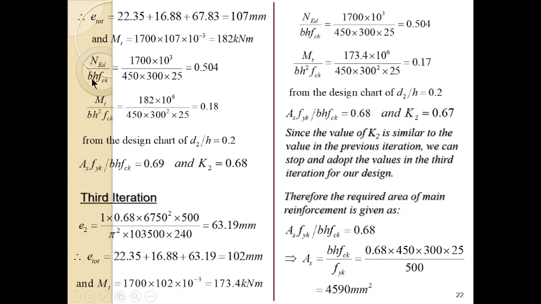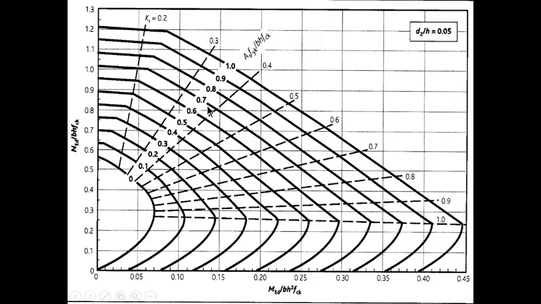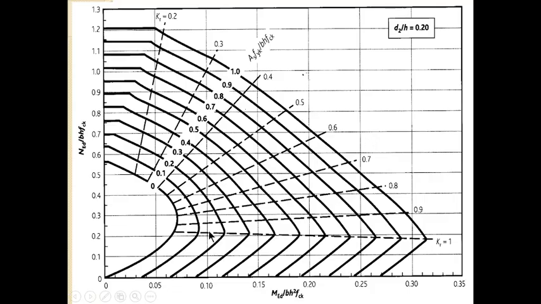Our NED over BHFCK will still be the same, 0.504. But our M over BH squared FCK will change because of the new value for the moment. And the new value for this component gives us 0.18. We now go back to the chart, the same chart of D2 over H equal to 0.02. We go to that chart again to find the value. Remember, our new M over BH squared FCK is 0.18. So we go to that chart again.